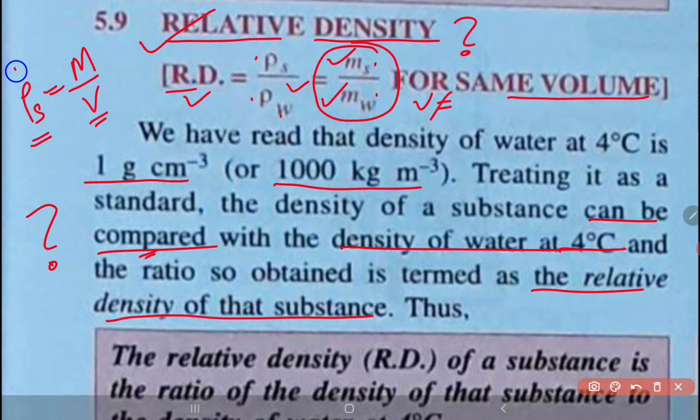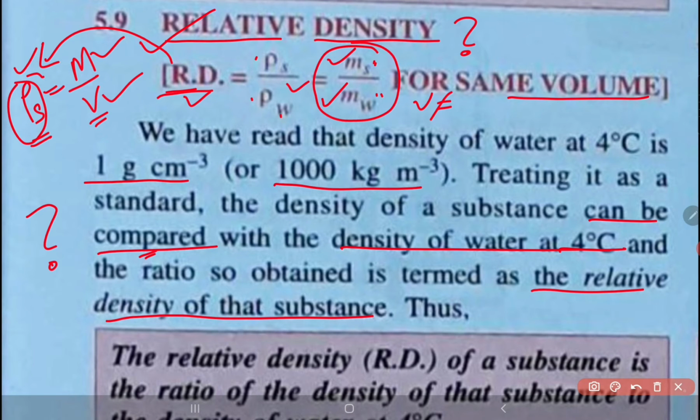If I take only density, what I need to do is take out the mass first, then derive the volume, and only then can I take out the density. But here the relative density can be taken out just by knowing the masses, the mass of water and the mass of the substance, right? So now my work has been decreased if I know the relative density. But we have to know how to convert this relative density into density also. Let us do that afterwards.